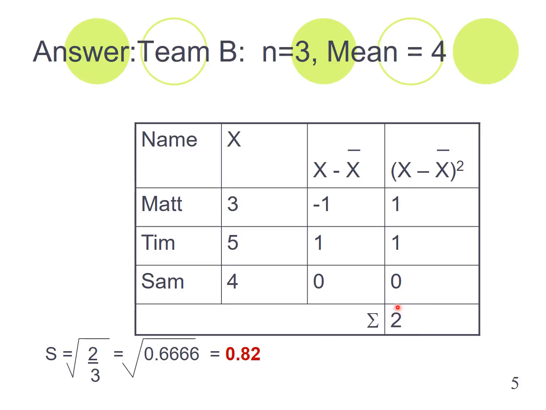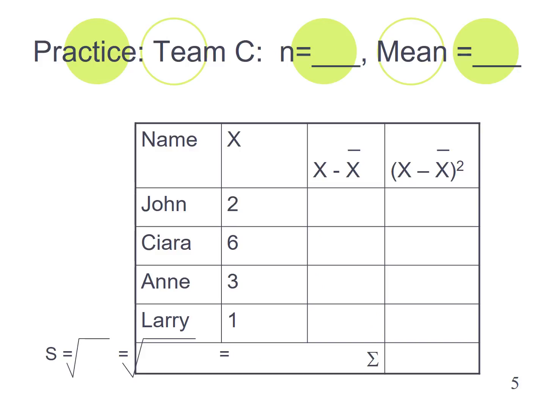So 2 is this bit here. We put the 2 on the top. We divide by n, which was the number of data items. 1, 2, 3 pieces of data. So 2 divided by 3 is 0.66. And on your calculator, the square root of 0.66 is 0.82. Okay, again, try this one out and hit pause.